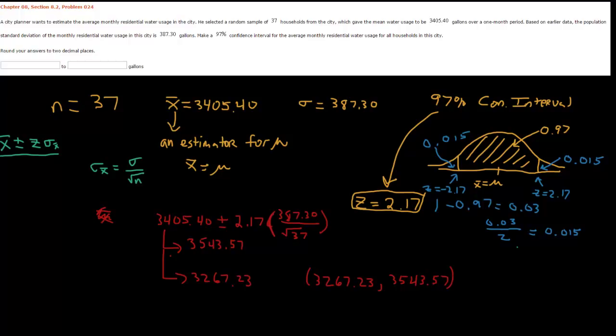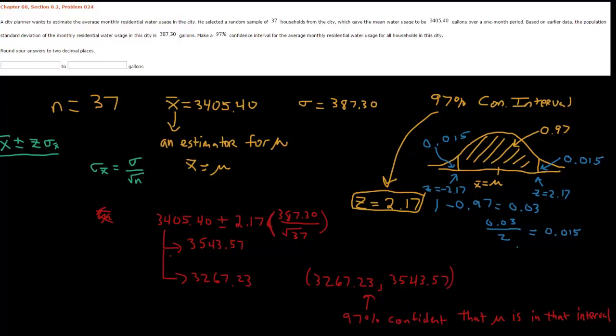Okay? So let's just draw a conclusion here. We are 97% confident that the true population, not standard deviation, the true population mean is in that interval.